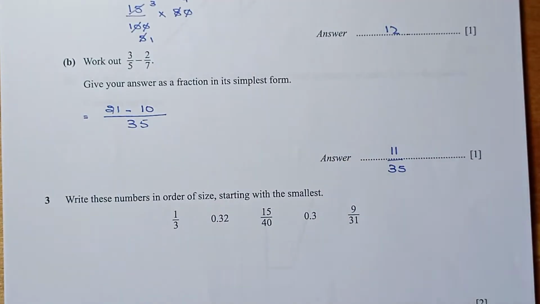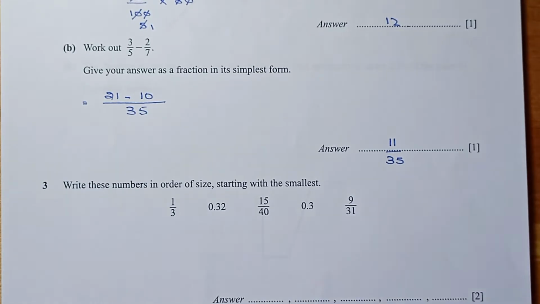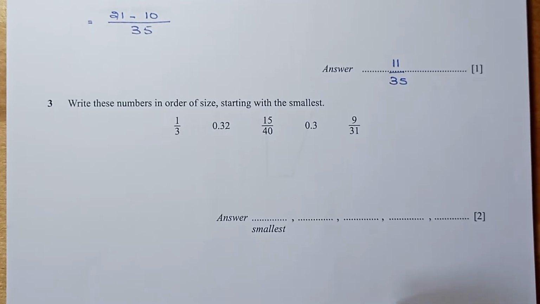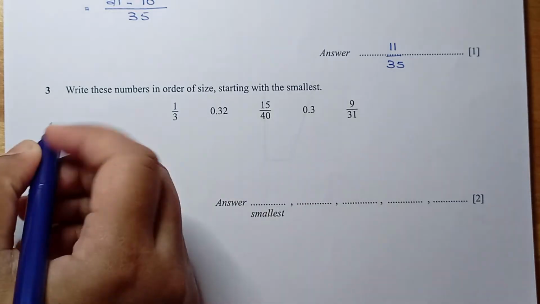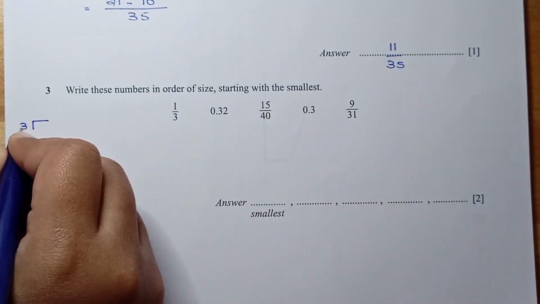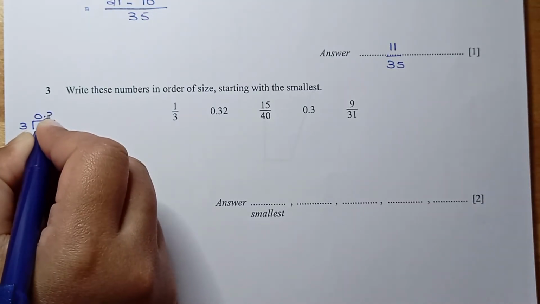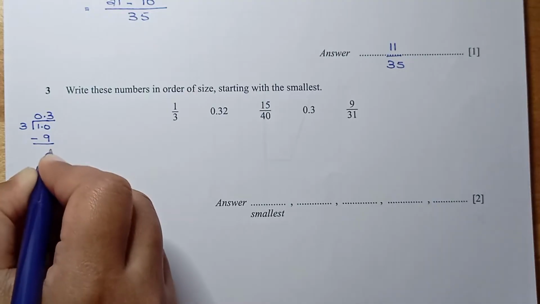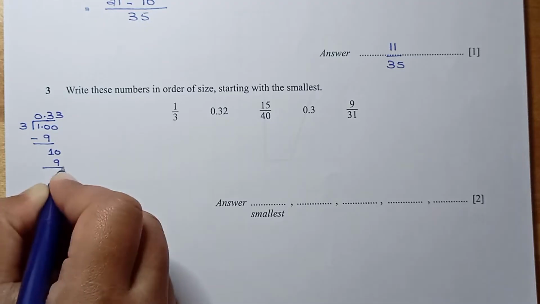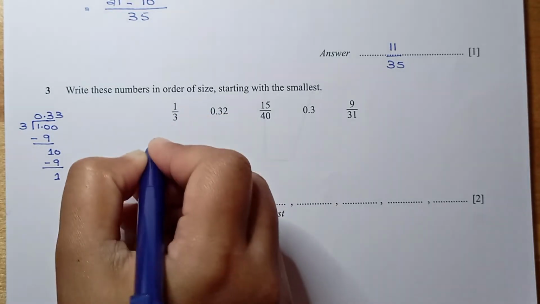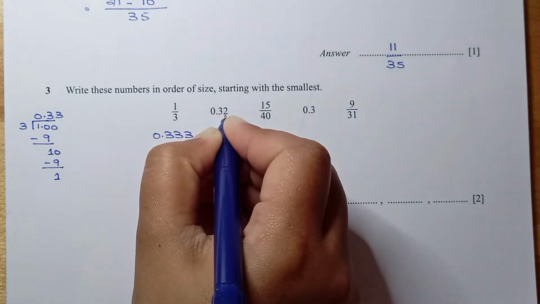Now for question number 3, write these numbers in order of size starting with the smallest. Okay, so let's see which one is smallest. First we need to arrange all the numbers in terms of decimal. So what is 1 by 3? In decimal, we put 3 outside and 1 inside, 0 decimal 10. 3 times 3 is 9. Again subtracting, 1 is left, another 0. 3 times 3 is 9. And again subtracting, 1 is left, so 1 by 3 would be 0.333 and so on.